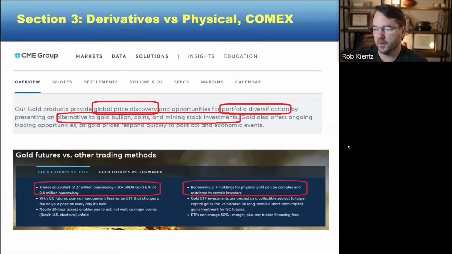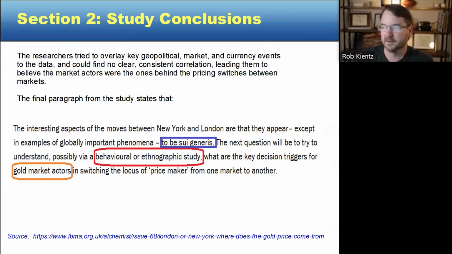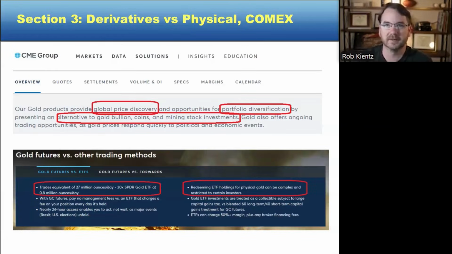Ongoing trade opportunities. Gold prices respond to political and economic events. But remember in the past study that that's not actually true. It's actually the people trading on the exchanges that determine it according to that study, the gold market actors, not political and economic events. So CME Group is actually wrong. And I find it interesting that they're not correct about what determines who's pricing the gold, and they're running the exchanges. I find that very interesting.